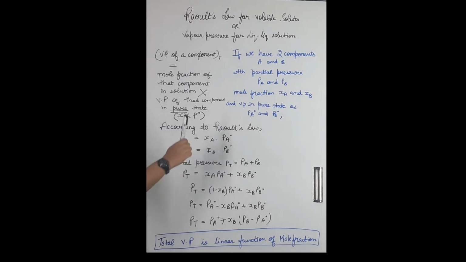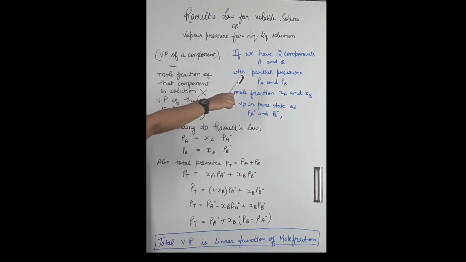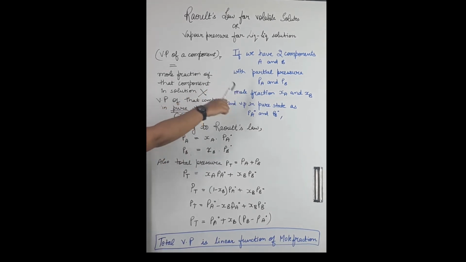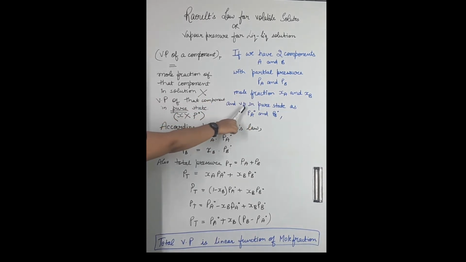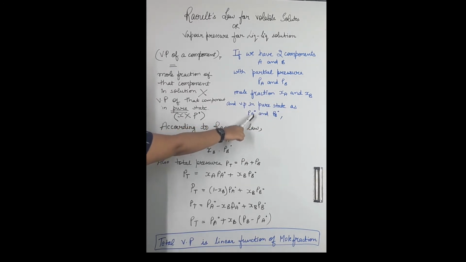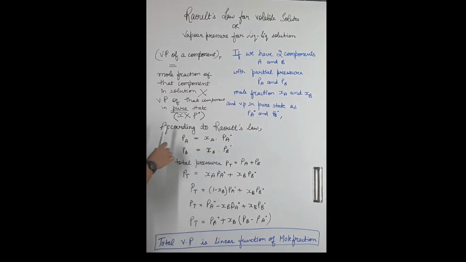So here consider a case that we have two components A and B with partial pressures PA and PB, mole fractions XA and XB, and vapor pressures in pure state as PA naught and PB naught.